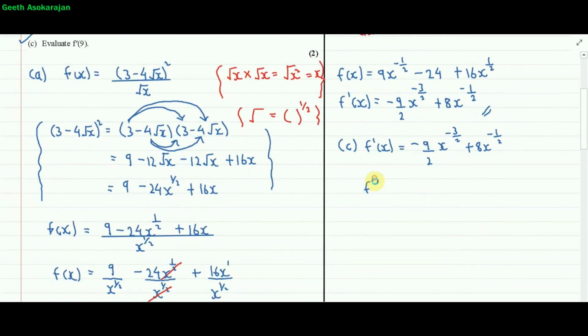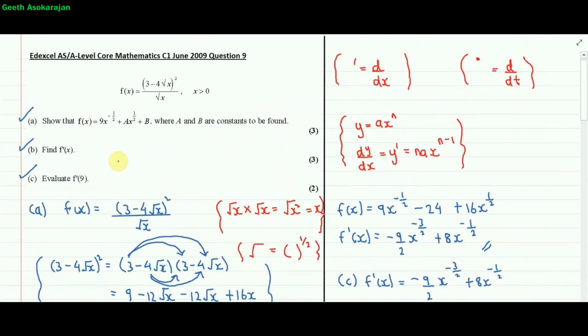And let's work out f prime 9. If I simply replace the x's by 9's, I'll get minus 9 over 2 times 9 to the power minus 3 over 2, plus 8 times 9 to the power minus half. And if you key this into your calculator, you should get an answer of 5 over 2. So that should be the solution to part C. That completes part C, and that completes the question in its entirety.